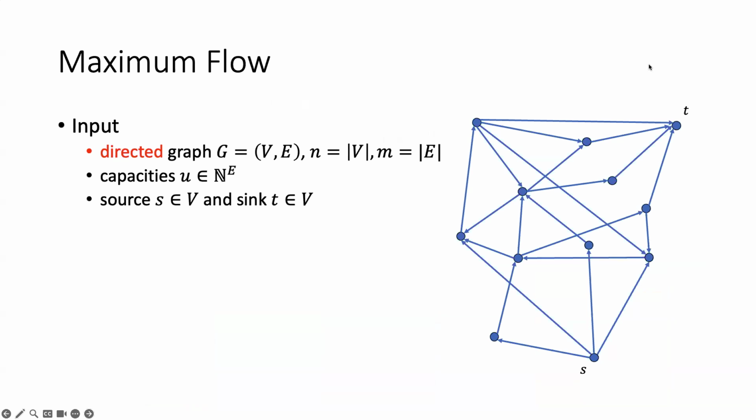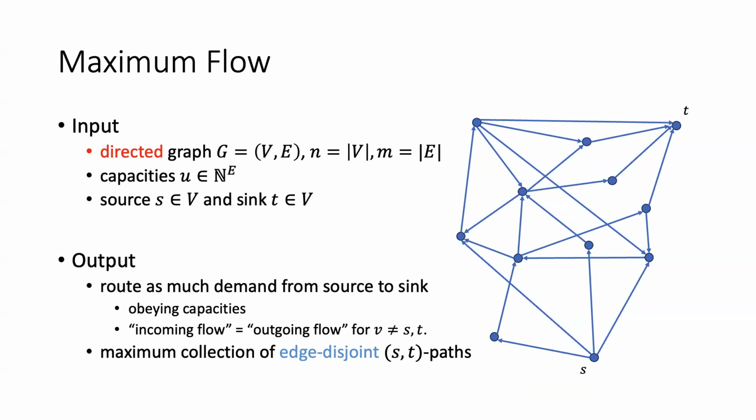For the maximum flow problem, you are given a directed graph G with n vertices and m edges, and you also have capacities on the edges and one source vertex S and a sink vertex T. The goal is to compute a flow that routes as much demand from the source to the sink as possible while obeying the capacity constraint, that is, the flow through each edge cannot exceed its capacity. And for each intermediate vertex, the incoming flow should equal the outgoing flow.